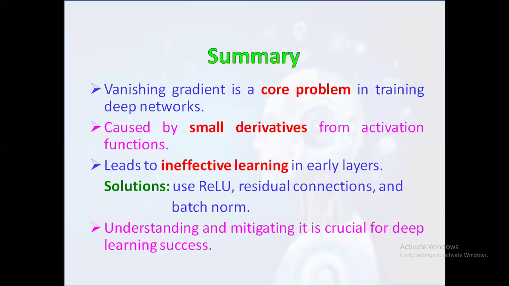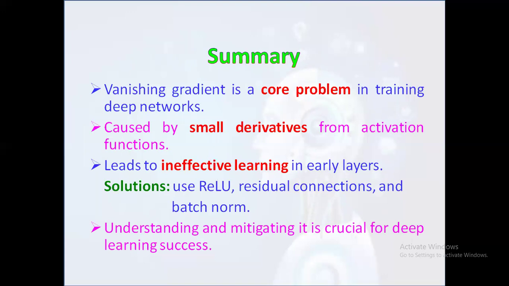And coming to the summary, vanishing gradient is a core problem in training deep networks. That means the vanishing gradient problem poses a fundamental challenge in deep learning, making it difficult to train very deep networks effectively without special techniques. The second one is the root cause lies in activation functions like sigmoid and tanh, which compress inputs and yield small derivatives, especially for large input magnitudes, leading to ineffective learning in early layers. And third, as gradients vanish, the early layers receive little to no update, preventing the network from learning basic patterns and causing poor performance.